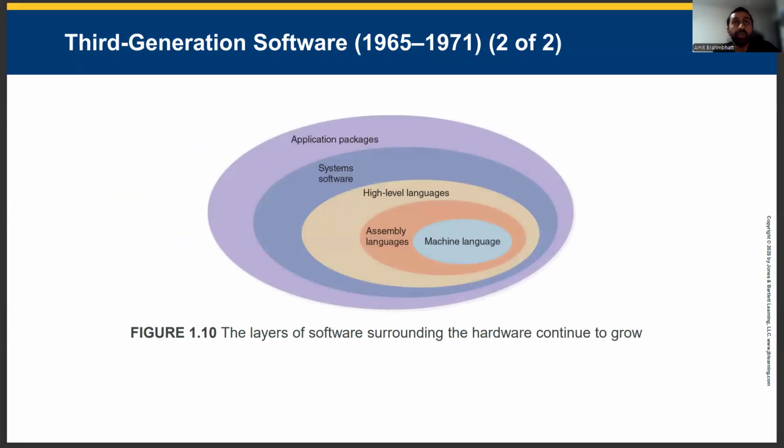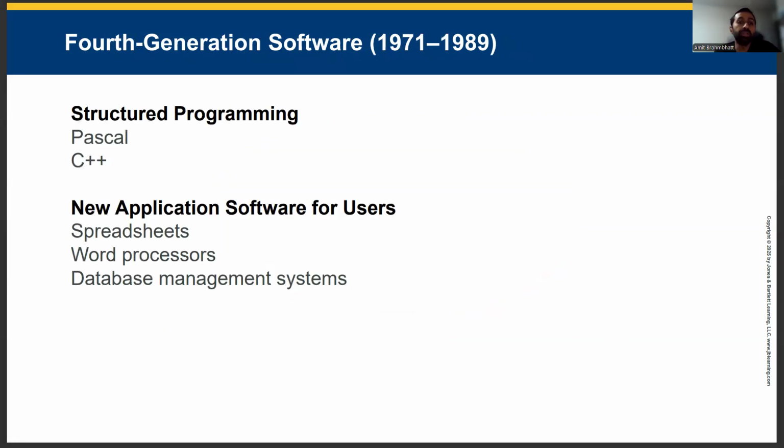Third generation software, as we say, saw the machine languages at the bottom, and then assembly language, high level languages, system software, and on the top we have application packages. Fourth generation software, from 71 onwards, we had structured programming, languages like Pascal and C++, formalized program design and controlling structures, improved correctness and maintainability.